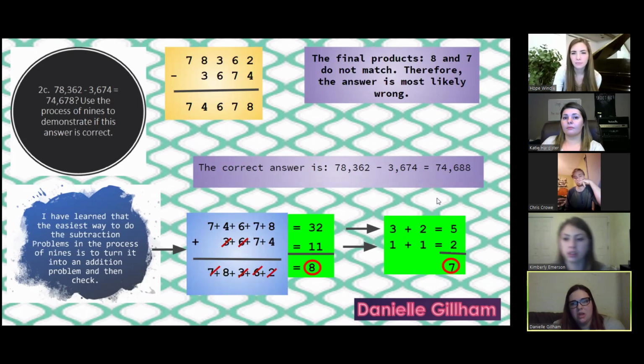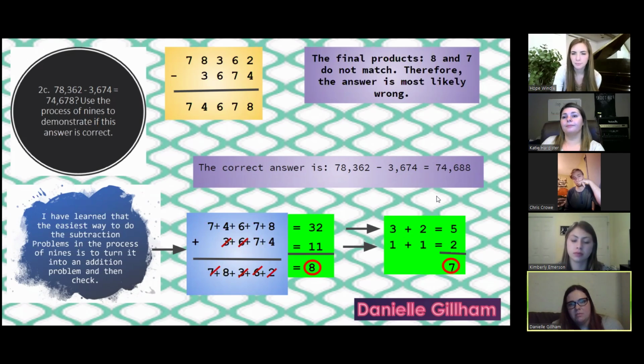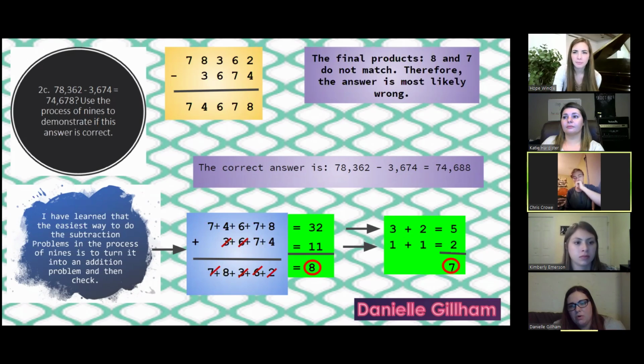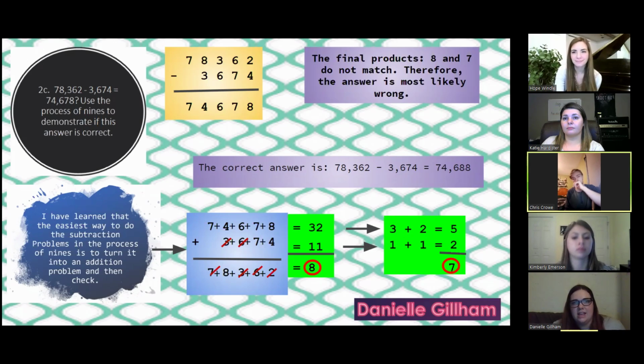Like Chris said though, these don't always work out, but if 8 and 7 weren't correct, then it's obviously not correct. So the actual answer here is: 78,362 minus 3,674 was not 74,678, it was 74,688. It was off by 10.